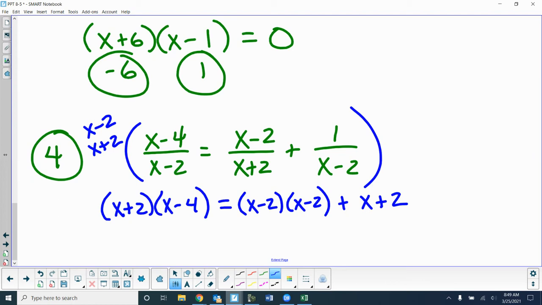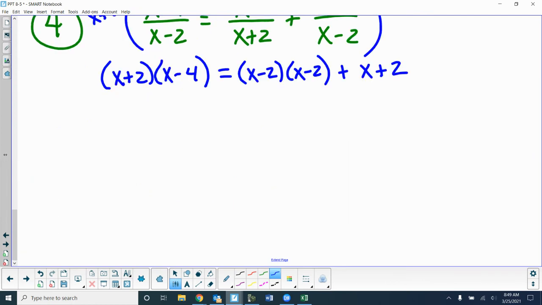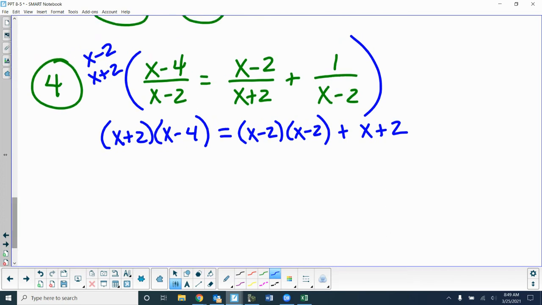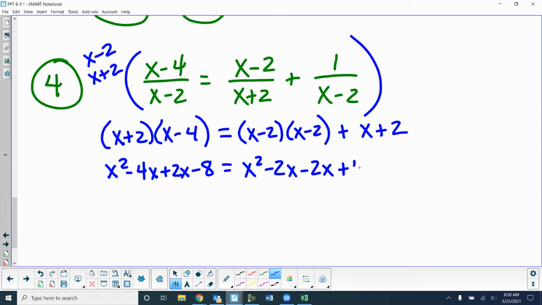Good? Yep. All right, so how do I multiply those two binomials? We got a FOIL, right? First, outside, inside, last. Okay? So first, x times x, outside x times negative 4, inside 2 times x, last 2 times negative 4. First, x squared, outside negative 2x, inside negative 2x, last positive 4. And then the x plus 2 is still there.